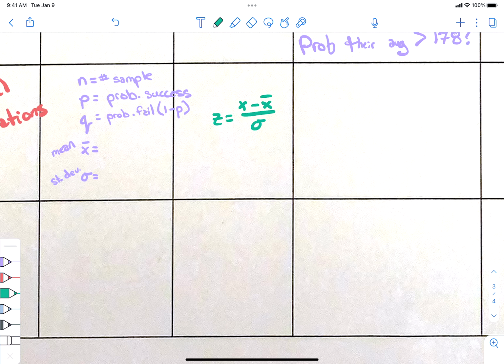Like normally, in the beginning of this chapter, we didn't have to work hard. We were given all of the x bar, standard deviation. Now we have to work for it. Like we have to find these two things before we can even do the z-score, okay? So that's the only difference here. Not really hard, okay? Let me try to think of an example.